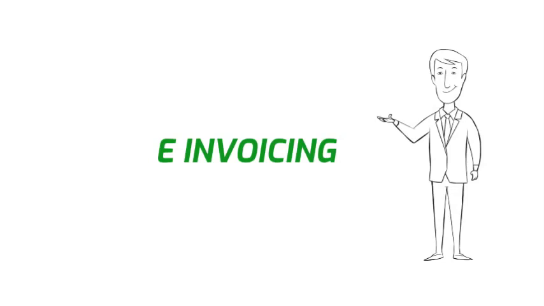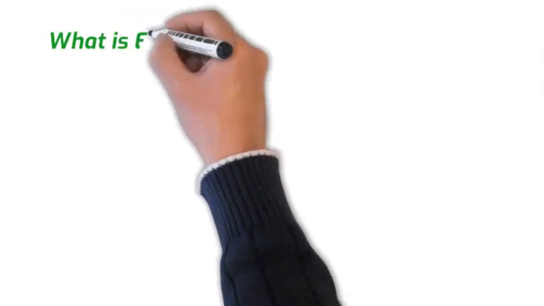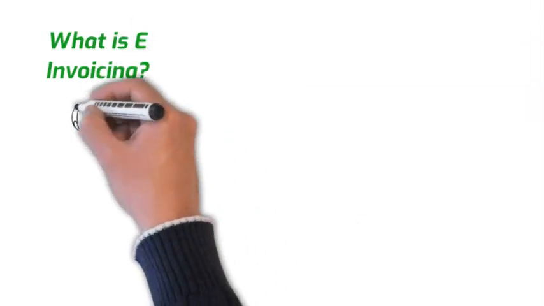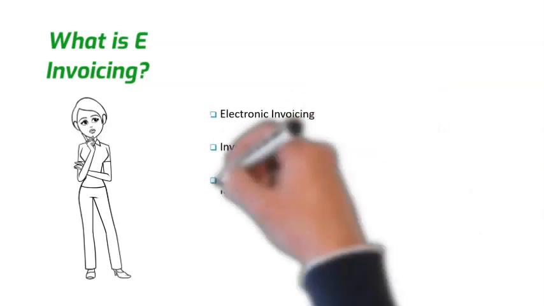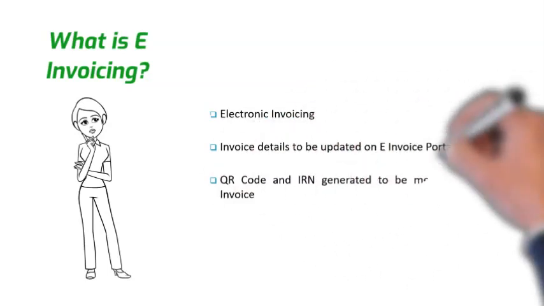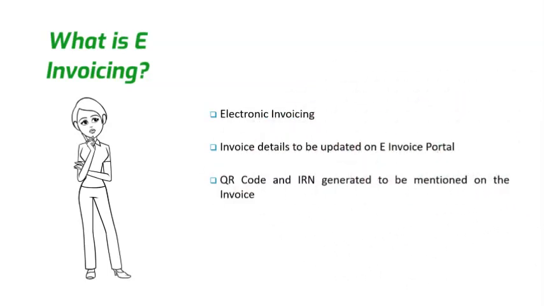Let us understand what E-Invoicing is. E-Invoicing means electronic invoicing. Invoice needs to be prepared on its own accounting system by the dealer, and the details of the said invoice are to be updated on the dedicated E-Invoice portal of the government. QR code and invoice reference number generated from the E-Invoice portal should then be mentioned on the invoice.